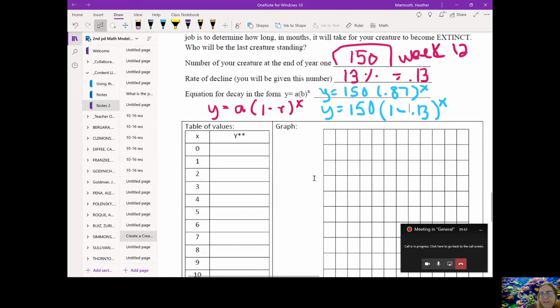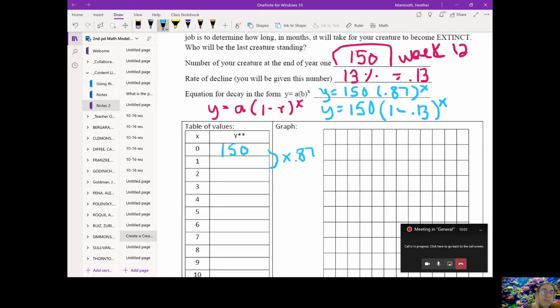So I have my new equation, and I can start filling out my table. My initial population supposedly is 150, and then my b value, my scale factor, is 0.87, which means as I go down my table, I'm going to be multiplying by 0.87. And yes, I'm still multiplying even though the population is going to be falling.